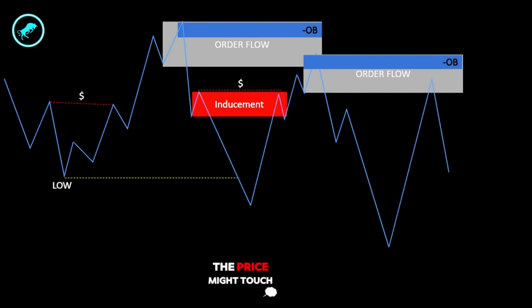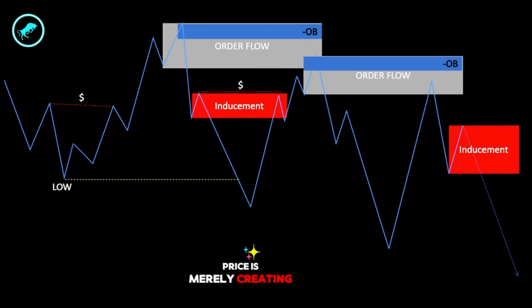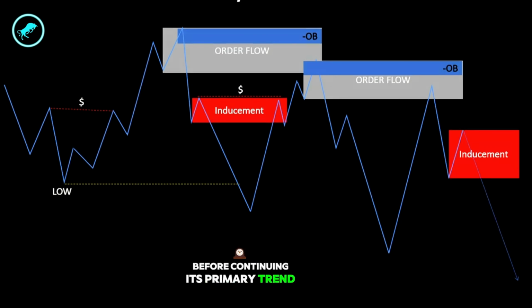For example, the price might touch an upper order flow zone and then reverse without breaking the recent structure. This creates a false sense of security for traders, leading them to believe that the trend is reversing, when in fact, the price is merely creating an inducement before continuing its primary trend. These false order blocks or flows, known as inducements, can be deceptive and are often used by large financial institutions to create liquidity. Understanding inducement areas can save you from taking trades based on false signals. Being aware of these tactics allows you to stay ahead of the curve and avoid unnecessary losses.